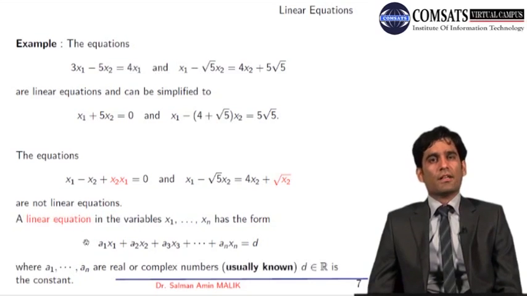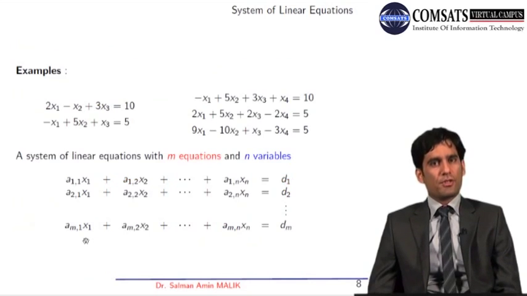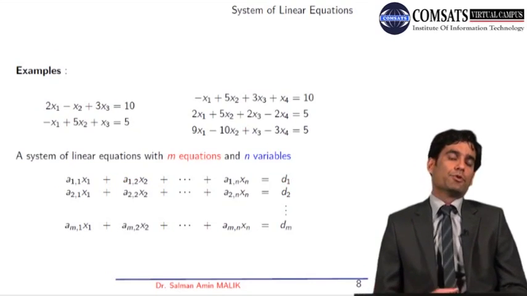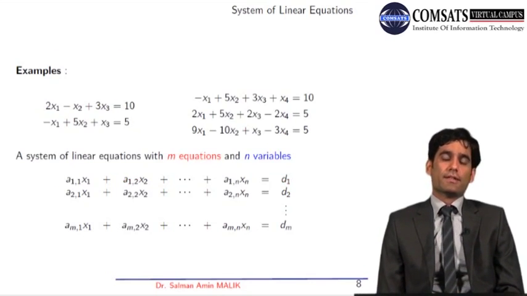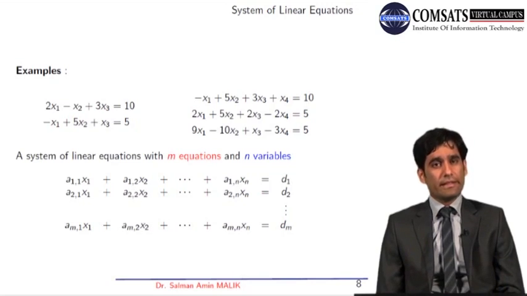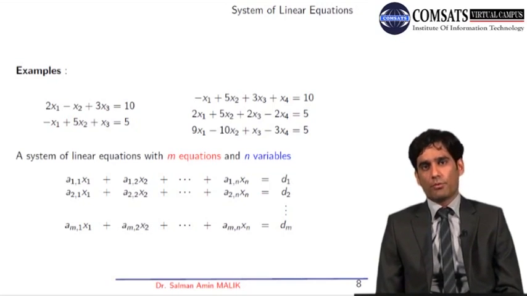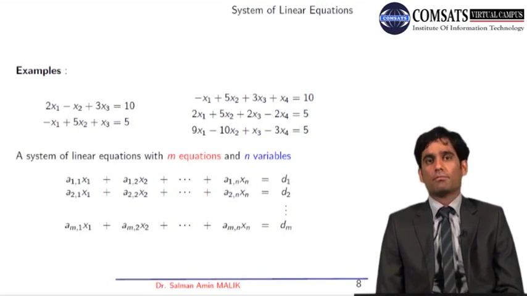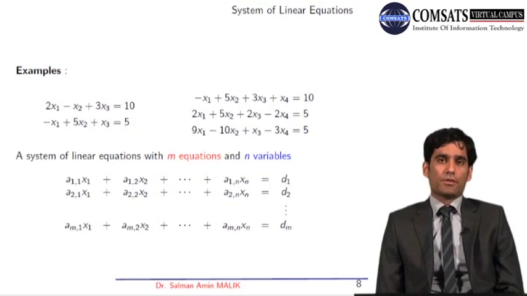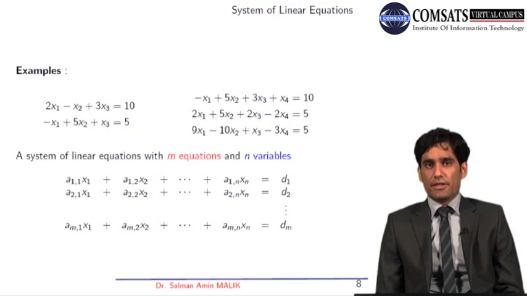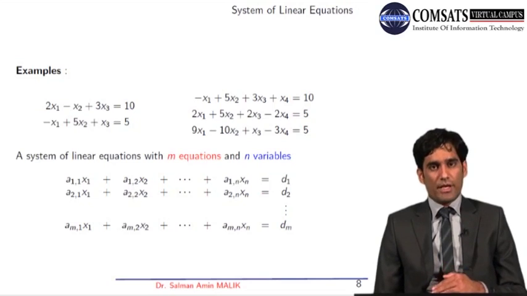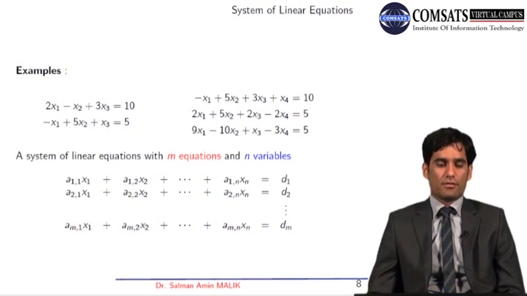Now let's see in the next slide what a system of linear equations is. Of course, by name we know that a system of linear equations means that we have more than one linear equation, and these equations could be 2 in number, 3, 4, 10, 15, maybe 10,000, and so forth. So the system of linear equations is the combination of linear equations, where we combine all the linear equations. Let's see the examples.